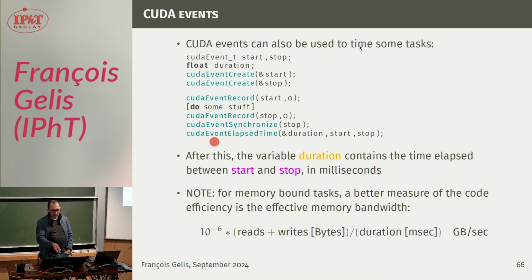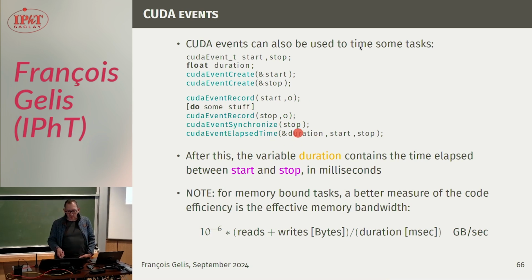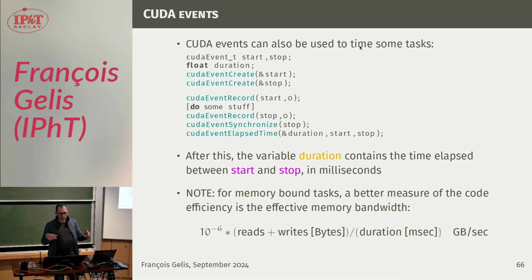in this function, CUDA event elapsed time, duration is a float, and you pass a pointer, the address of this float, to the function, and the function will write in it the duration in milliseconds. And I've read somewhere that the resolution of this time measurement is half a millisecond.